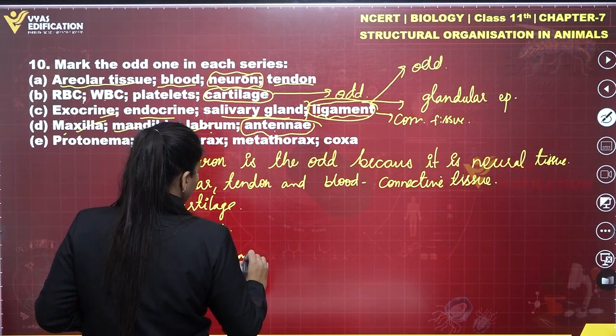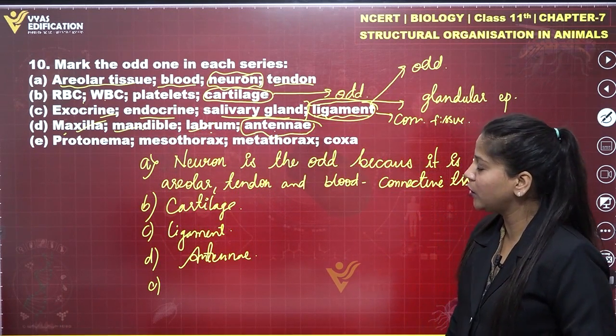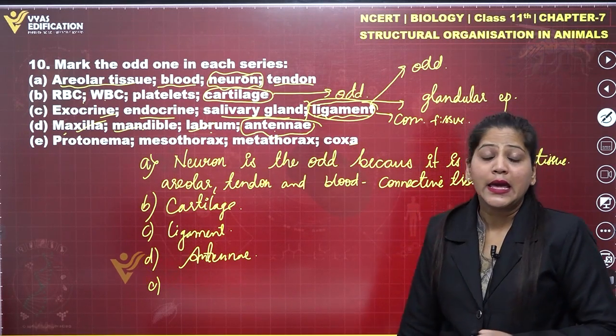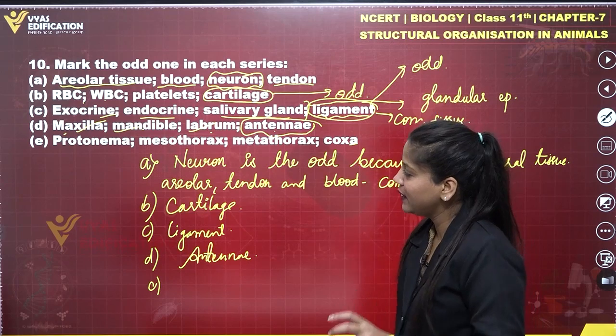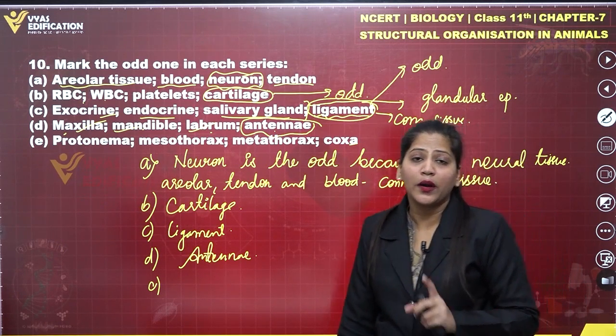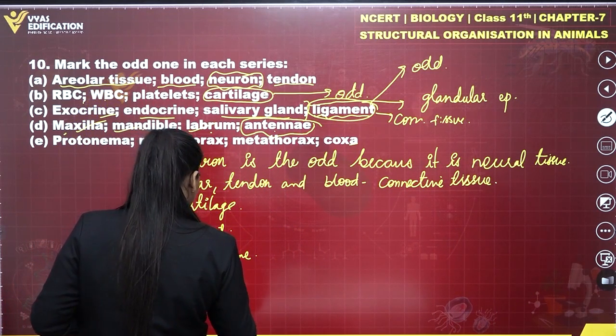Antennae is the odd one. Moving on to the last one, that is protonema, mesothorax, metathorax and coxa. In the last part of this question, we have been given protonema, mesothorax, metathorax and coxa. So what is the odd one? That is protonema. Why protonema?